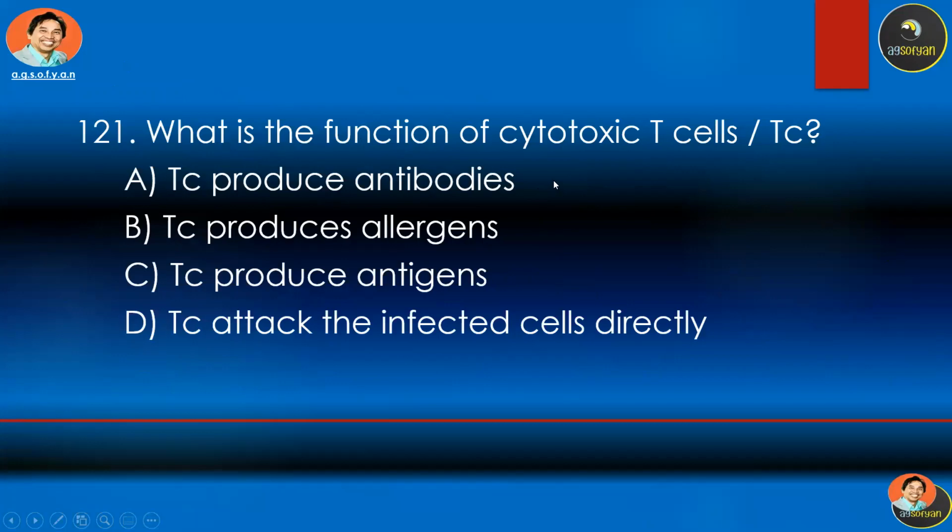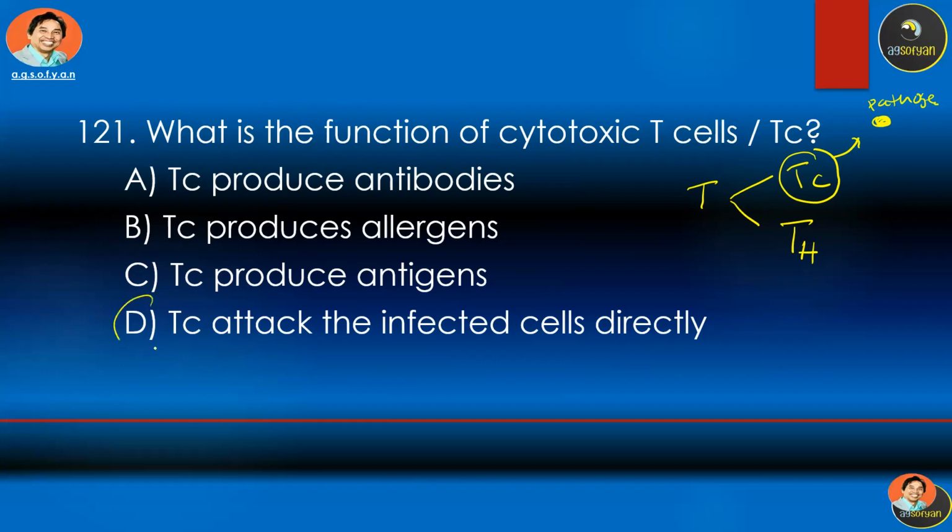What's the function of cytotoxic cell or TC? A, B, C, or D? Okay, remember T cell can be divided into TC, cytotoxic T cell, and TH, T helper. This TC will attack the pathogens directly. So TC will attack the infected cell directly.